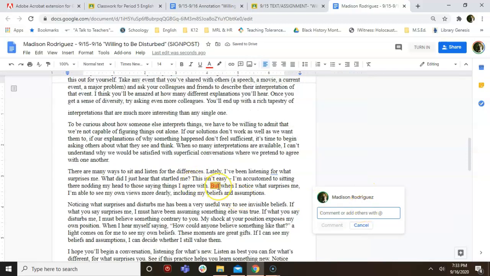I'm going to say, okay, I need to read the sentence that came before. "This isn't easy. I'm accustomed to sitting there, nodding my head to those same things I agree with. But when I notice what surprises me, I'm able to see my own views more clearly, including my beliefs and assumptions." And then the paragraph ends there. You can also read the sentence that comes after, if you feel it's relevant: "Noticing what surprises and disturbs me has been a very useful way to see invisible beliefs."